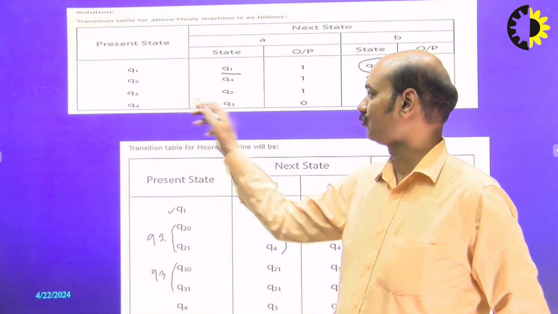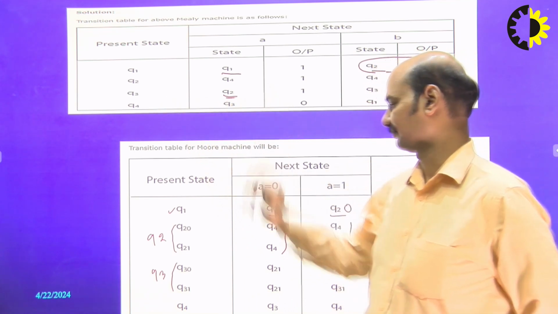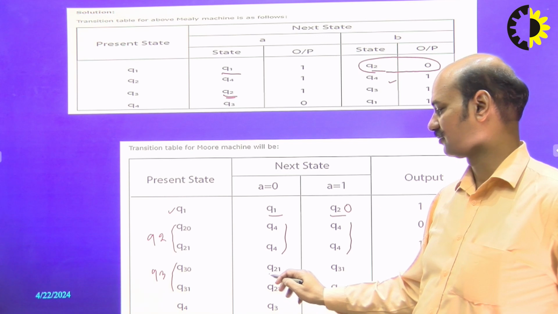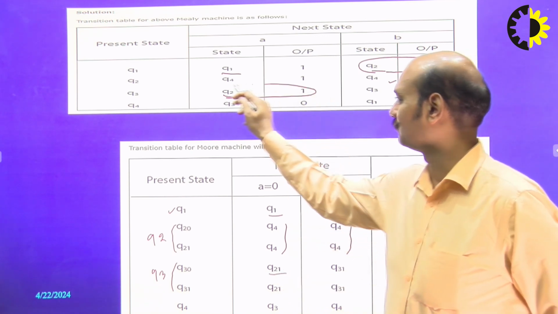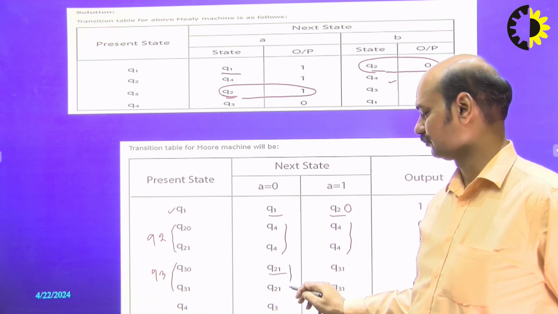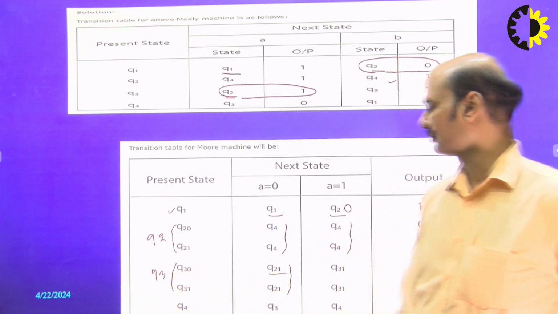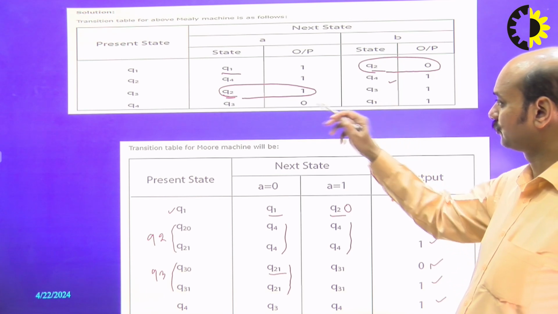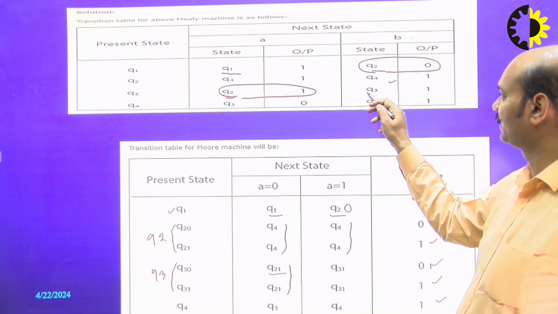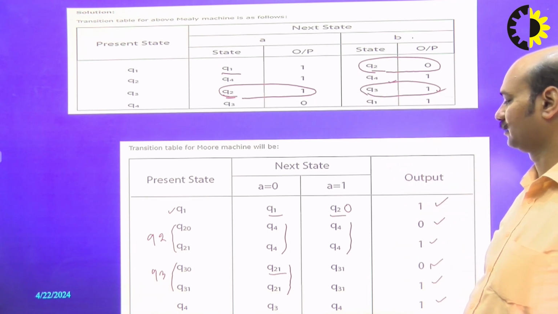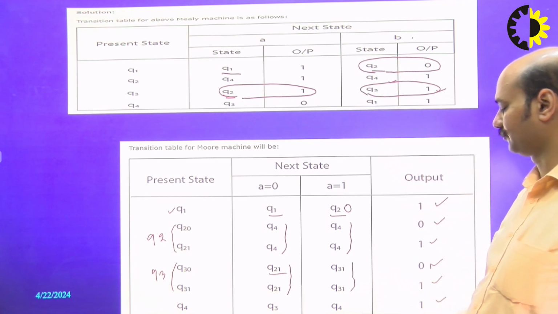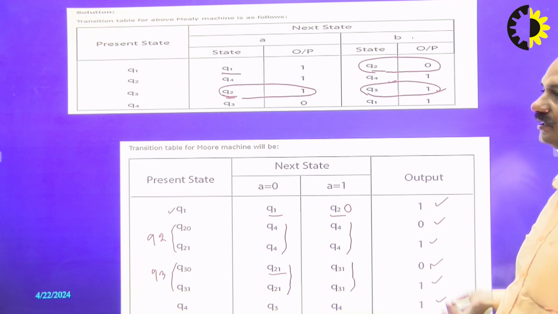Then Q3's output is Q2. Which Q2? The one which produces output 1. So we write here Q2 1. That is the transition for Q3. For input B from Q3, we get Q3. Which Q3? The one which has output 1. So we write here Q3 1. The rest of the transitions are the same.